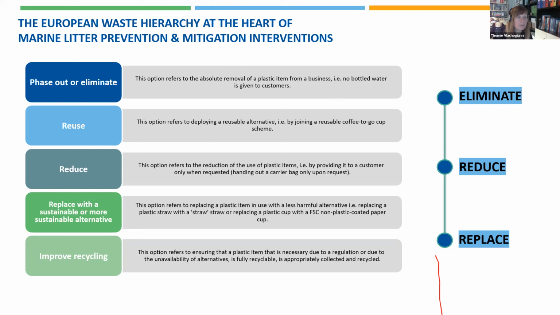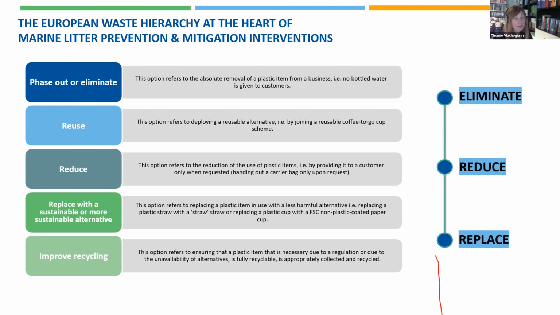For example, we could have networks of coffee bars that use reusable coffee to-go cups. Then reduction, perhaps, of the materials that are used in making a plastic product, reduction in providing, for example, plastic bags in the supermarkets. And then the fourth step is the option of replacing items, but replacing them with another material that has demonstrated a more sustainable, more environmentally friendly performance.